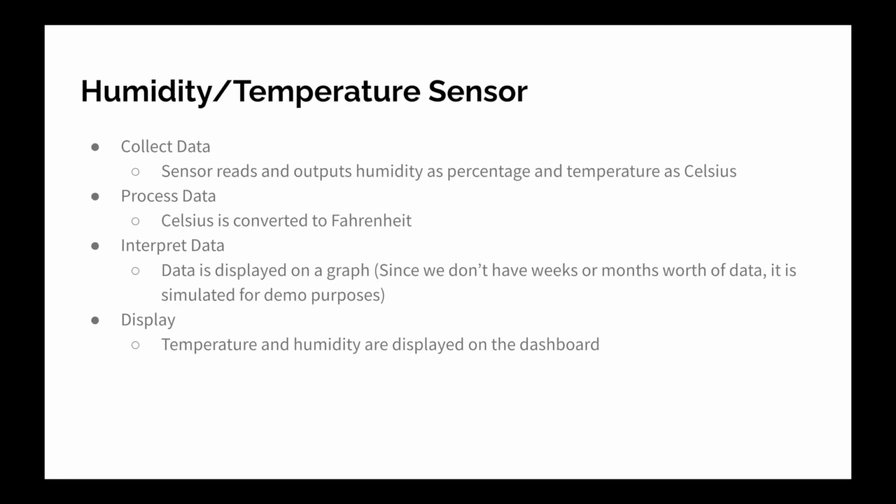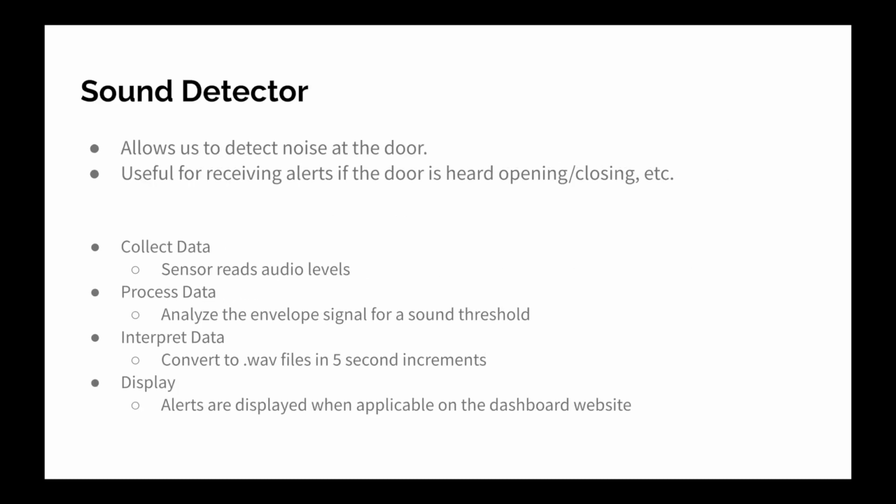Next, we have the humidity and temperature sensor. It reads and outputs humidity as a percentage and temperature as Celsius. We then process this by converting the temperature to Fahrenheit, and the users can interpret this data as we prepare graphs for them with weekly and monthly weather history data, and we display these graphs and the values themselves on the website.